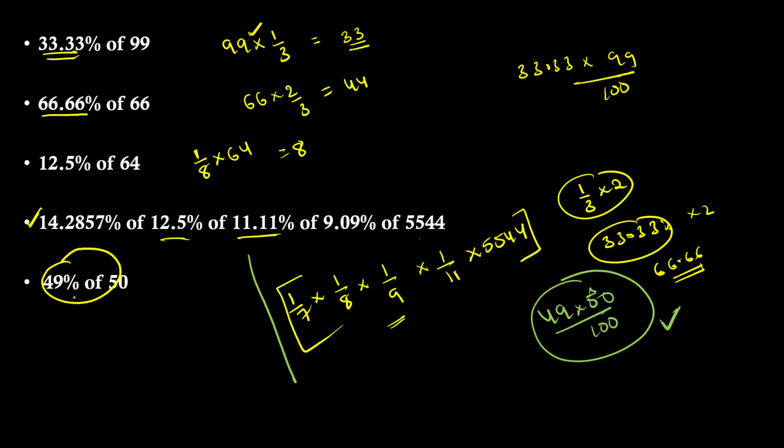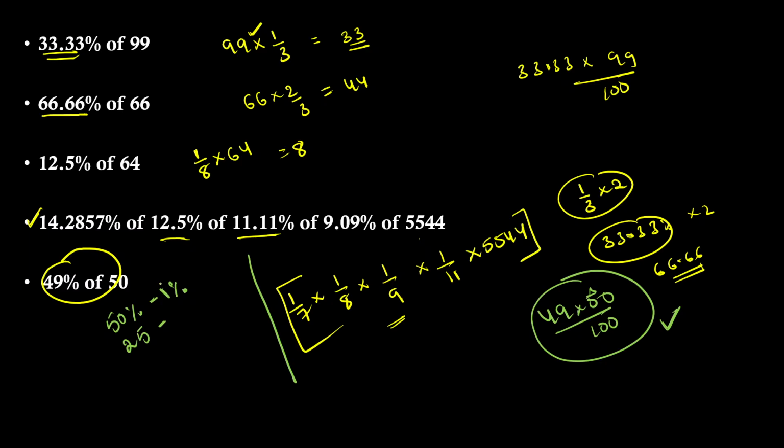Do remember this. 49 percentage is nothing but 50 percentage minus 1 percentage. So 50 percentage of the number, as you know, that's half of the given number. So 50 percentage of 50 is 25 minus 1 percentage of the number.